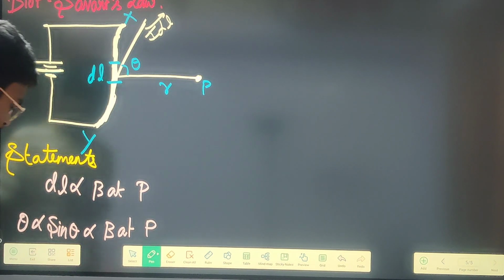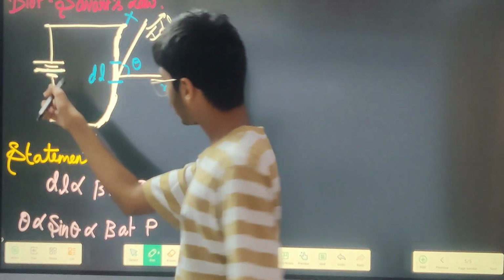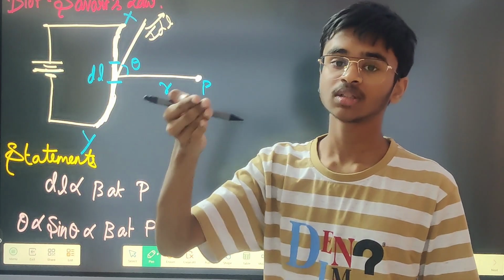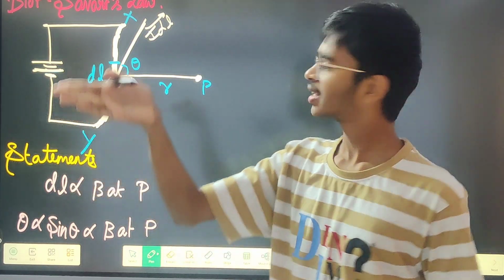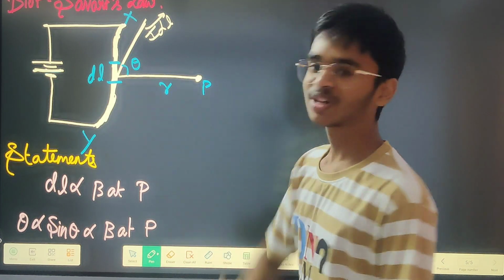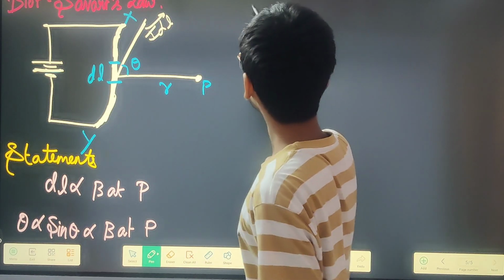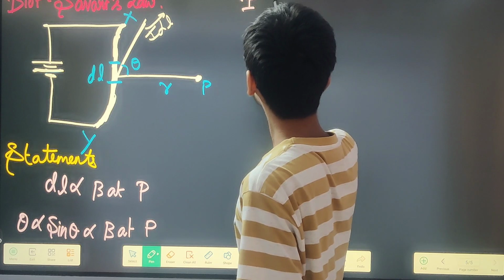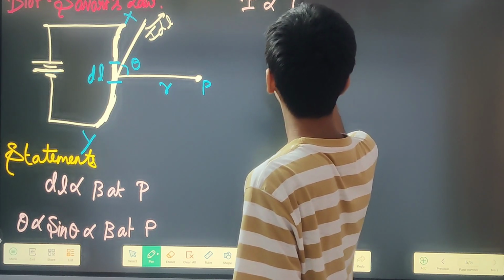Then I can say the magnitude of the current also. If the magnitude of the current is high, then the magnetic field will also be very high. So current I is directly proportional to B.